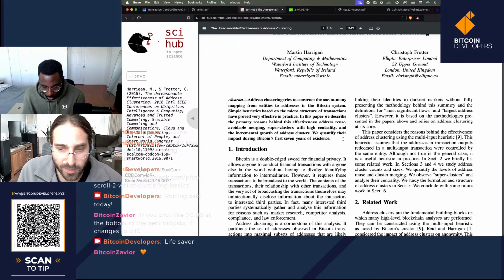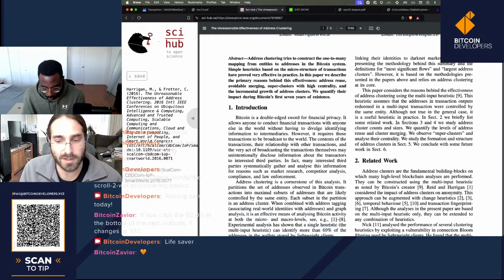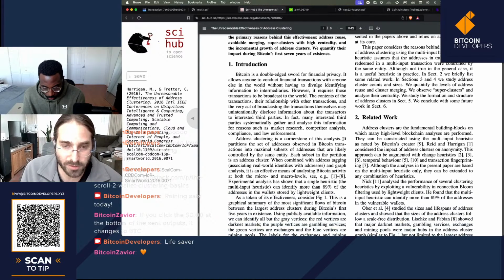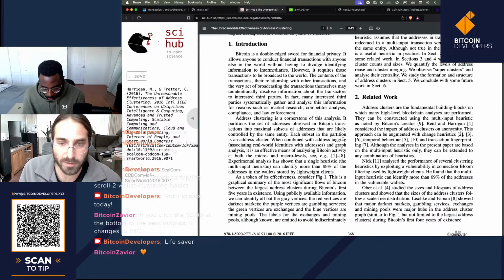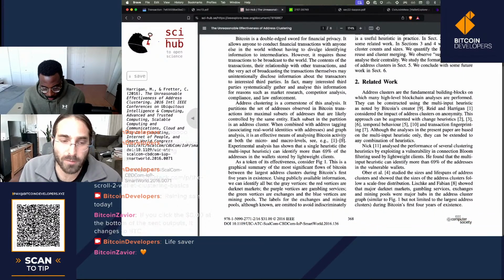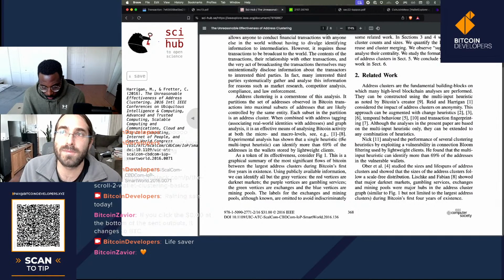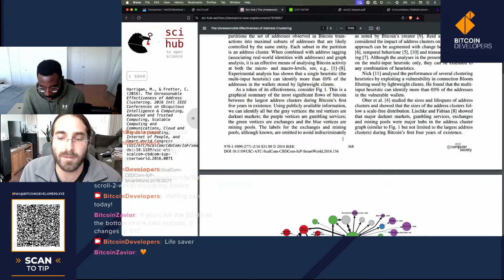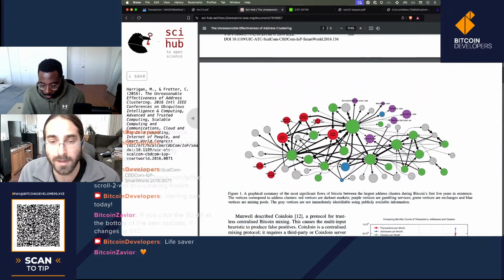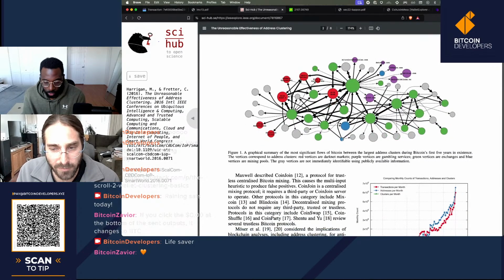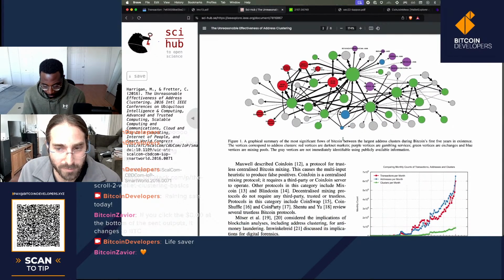And what they're kind of saying is, not only are these heuristics, so address clustering and the multi-input heuristic, they're kind of saying they're more effective than people suspect. And if I remember correctly, it's been a while since I reviewed this paper, but they also support this with some proprietary information that they have access to.